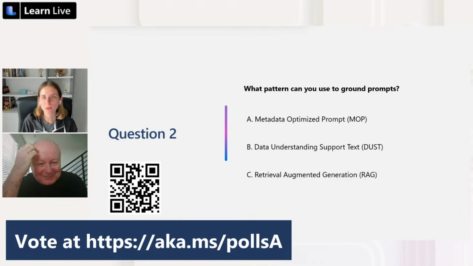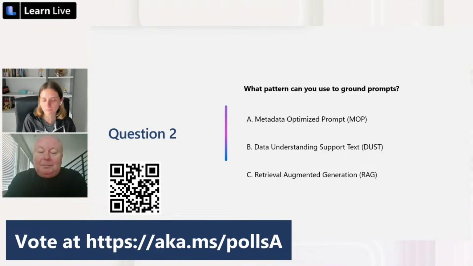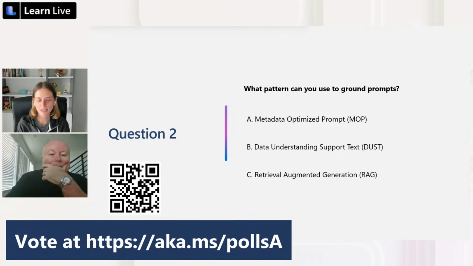Great. So question 2, again, same link to vote, aka.ms/polls-a. Question 2 is about what pattern you can use to ground prompts. We have defined what groundedness is, now how we can ground our prompts. We have 3 options here. A, metadata optimized prompt. B, data understanding support text. And C, retrieval augmented generation. So go ahead and vote. What is your answer to the question?